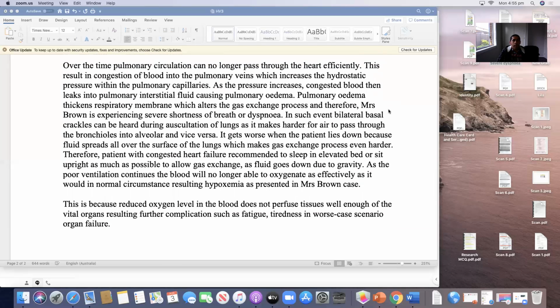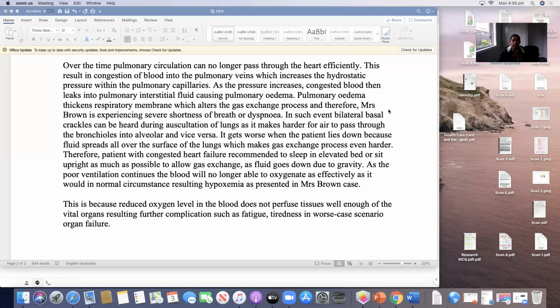Over time, pulmonary circulation can no longer pass through the heart efficiently. This results in congestion of blood in the pulmonary vein, which increases the hydrostatic pressure within the pulmonary capillaries. As the pressure increases, congested blood then leaks into the pulmonary interstitial fluid, causing pulmonary edema. Pulmonary edema thickens the respiratory membrane, which alters the gas exchange process, and therefore Mrs. Brown is experiencing severe shortness of breath, or dyspnea.